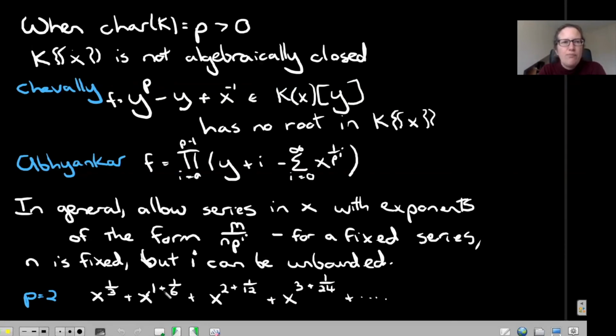And I artificially spread them out so I didn't have to worry about the well-ordering condition. But in general, if we didn't do that, we'd have to also demand that the set of exponents that showed up is well-ordered. And that's necessary in order to get a well-defined ring. Otherwise, you run into trouble when you try and multiply series like this. Okay, so that's the single variable case.